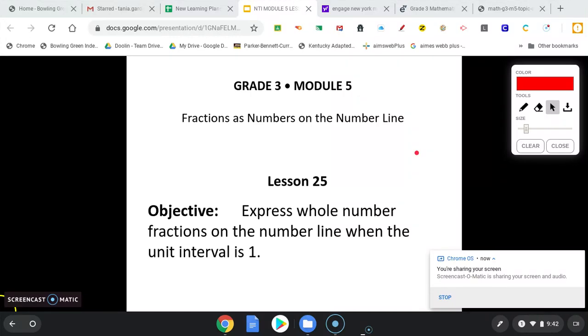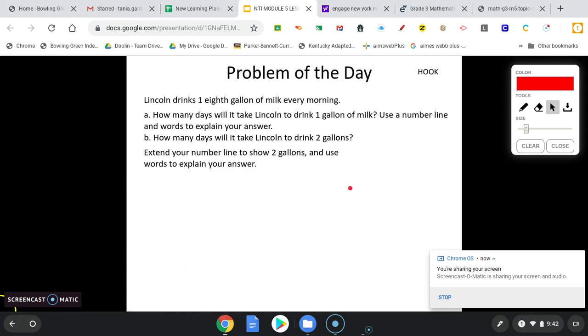Hey, my third grade mathematicians. Today we're going to continue to work on fractions. We're going to express whole number fractions on the number line when the unit interval is 1. So let's begin with our problem of the day.